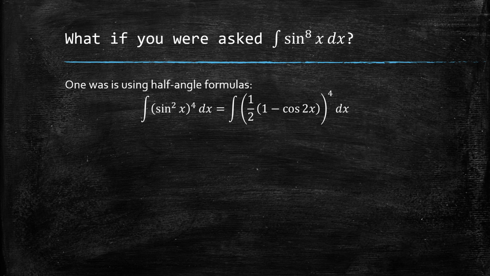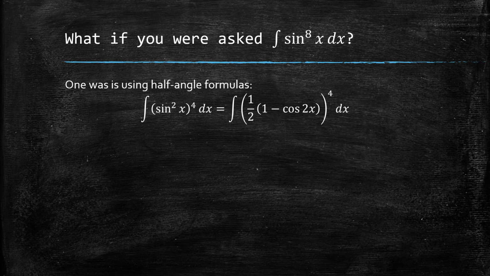One thing you could do is to use a half angle formula and get that the integral of the 8th power of sine of x dx is the same thing as the 4th power of sine squared of x dx, which is equal to the 4th power of 1/2 of 1 minus cosine of 2x dx. But then you'd have to multiply that out 4 times and then use the half angle formula again 3 times. It would be quite tedious. But there is another way.